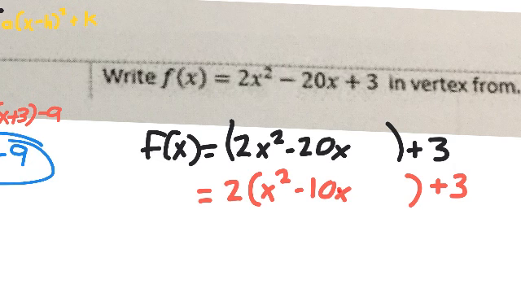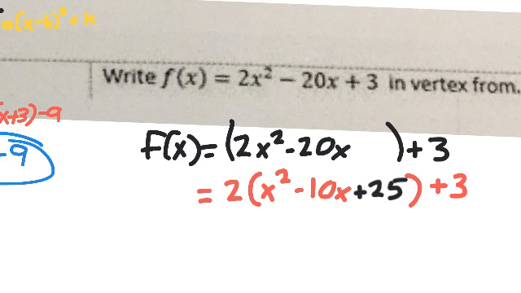Okay, so now this is the beginning of a trinomial, but I need to get a perfect number here so it becomes a perfect square trinomial. So now my leading coefficient is a 1. So we take our b term, which is -10. We half that number, which is -5. We then square that number, which is 25. So to make this a perfect square trinomial, we need to add 25 inside the parenthesis.